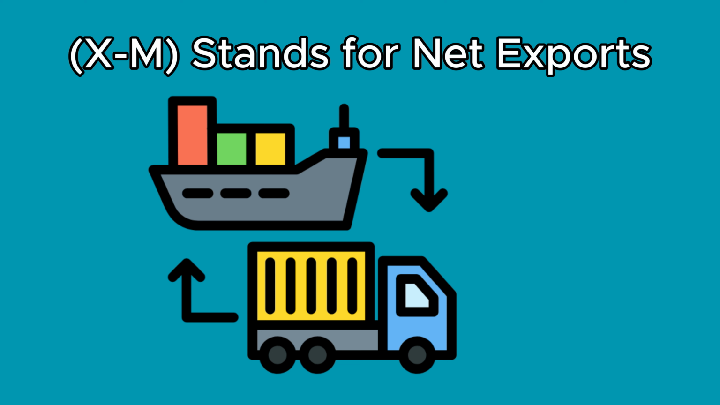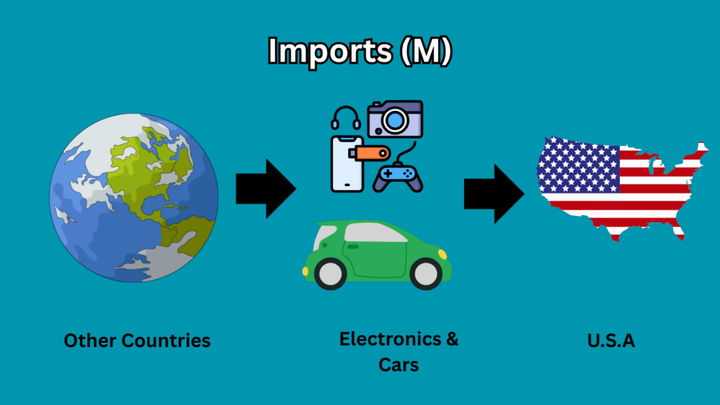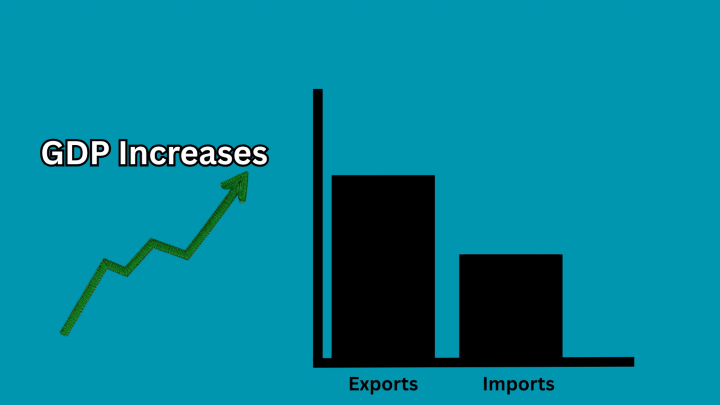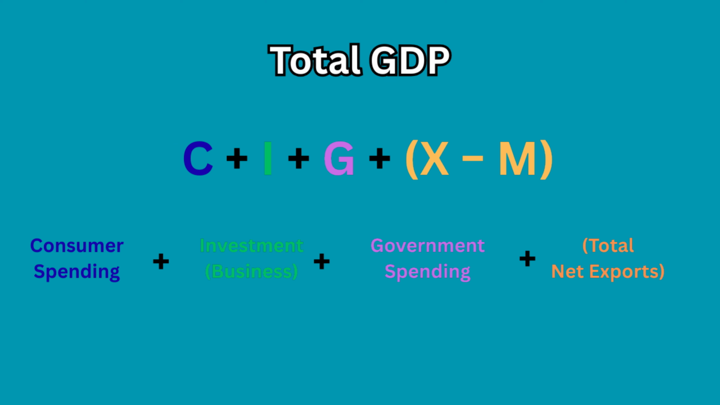X minus M stands for net exports, which is total exports minus total imports. Exports are things the U.S. sells to other countries, like airplanes or agricultural products. Imports are things the U.S. buys from other countries, like electronics or cars. If exports are greater than imports, GDP increases. If imports are greater than exports, GDP decreases. Together, these four parts make up a country's total GDP.